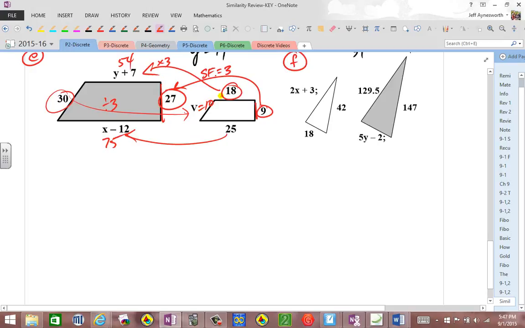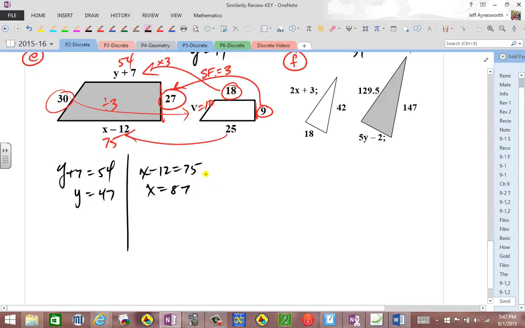All right, but I'm not done yet. 54 equals y plus 7. So y plus 7 equals 54. So y must be equal to 47. I know that 75 equals x minus 12. So x must be equal to 87. I also know that v is equal to 10. I already figured that out. So you can use the scale factor to figure this out.